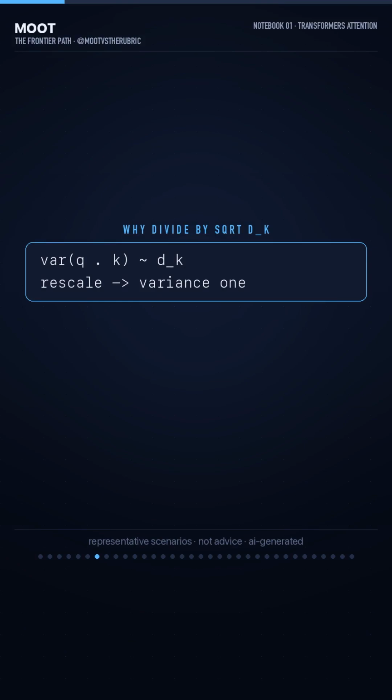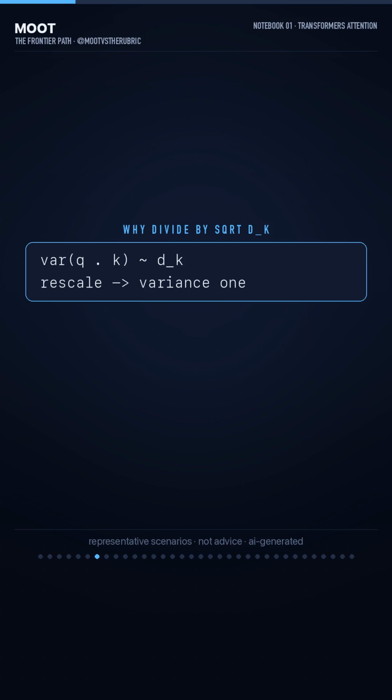Here is the question every interviewer asks: why scale by the square root of the key dimension? Think about the dot product of 2 random vectors. Each is a sum over the key dimension of products, and as that dimension grows, the variance of the dot product grows with it, roughly proportional to the dimension. Large scores push the softmax into its saturated corners, where one weight is almost 1 and the rest are almost 0, and in those regions the gradient is nearly flat. Dividing by the square root of the key dimension pulls the variance back to about 1, keeping the softmax in a healthy, trainable range.